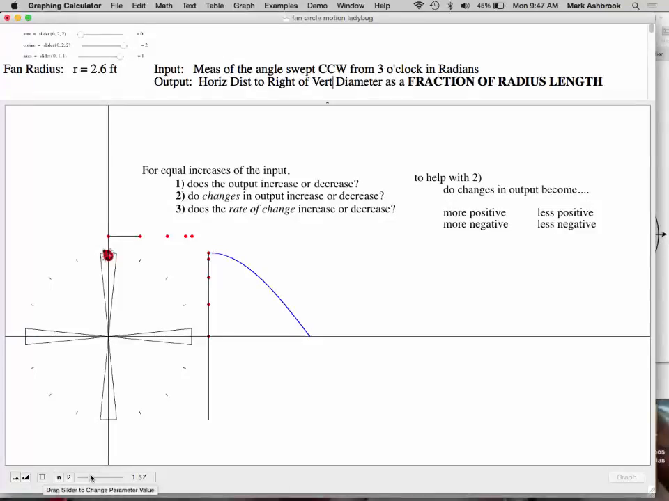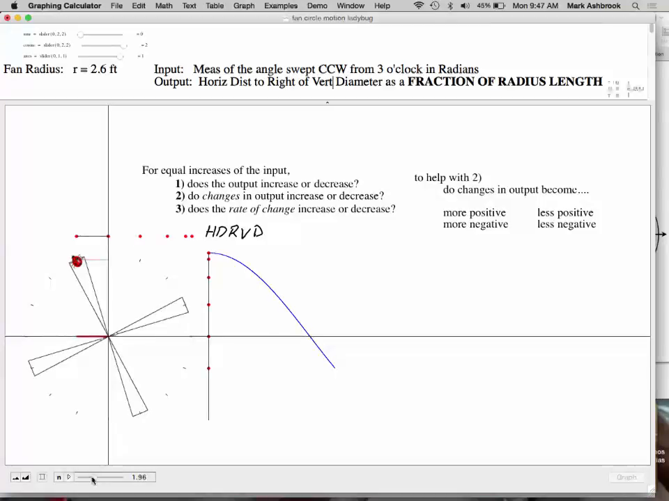So again, we're taking horizontal distance and we're representing it on a vertical axis. So this vertical axis now is horizontal distance right of the vertical diameter. And that starts by decreasing from 1 to 0. So this graph goes down. And those changes, you said, get more negative, right? Each change gets more negative. Second quadrant. Horizontal distance, increase or decrease?